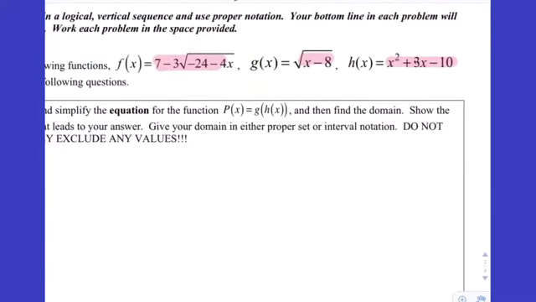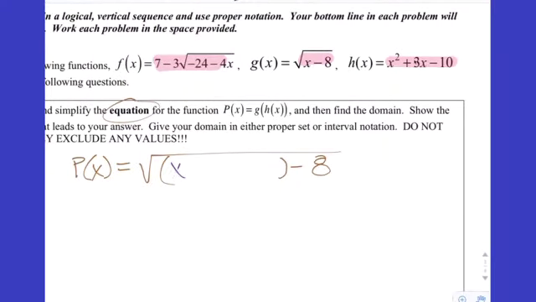Set up the equation for P of x equals G of h of x. Equation just means you have to have P of x equals. Some people don't put equations. They just set up expressions. So we're plugging the h function into the g function. So the g function is the square root of blob minus 8. And what are we plugging in for the blob? x squared plus 3x minus 10. So if you just have this right here, you think you're going to get credit? Is that an equation? No, that's an expression. You will lose points. So give it the name that I gave it.